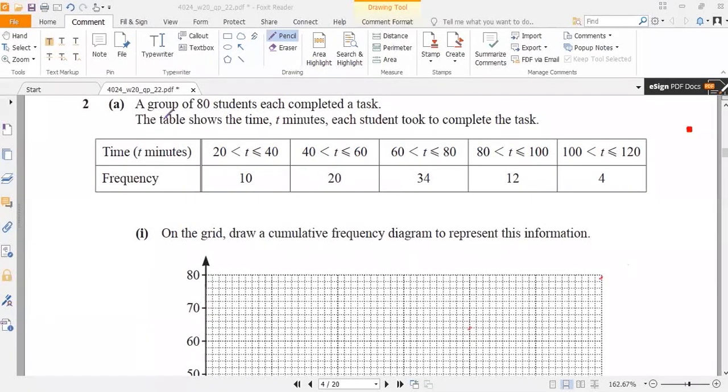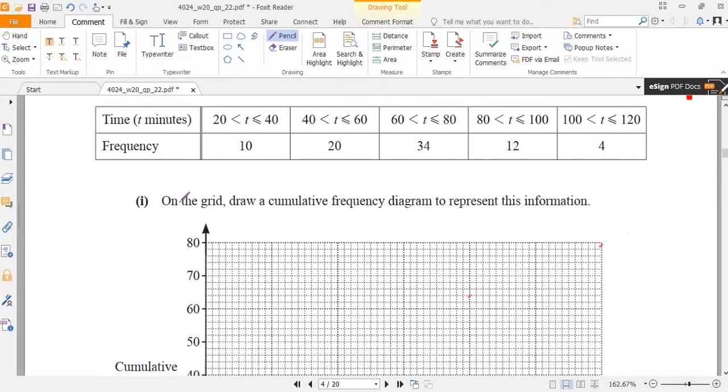Okay, now come to question number 2. A group of 80 students each completed a task. The table shows the time, T minutes, each student took to complete the task. There are 80 students and this is the chart. Here we have the time ranges and frequency. So on the grid, draw a cumulative frequency diagram.